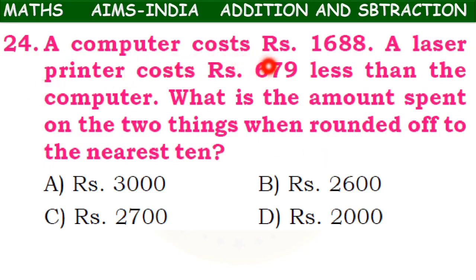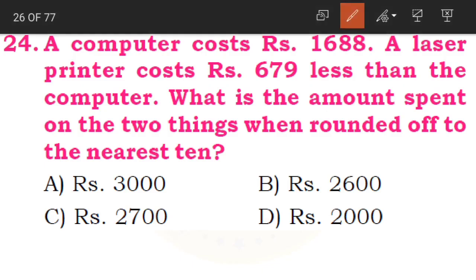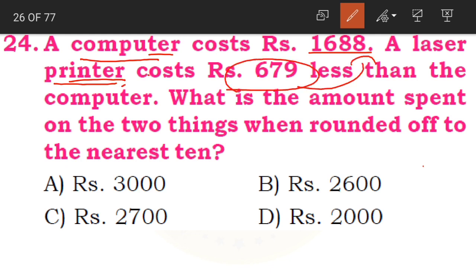A computer costs rupees 1688. A laser printer costs rupees 679 less than the computer. What is the amount spent on the two things when rounded off to the nearest 10? Now see, what are the two things here? Computer and a printer. We know the cost of a computer, but we do not know the exact cost of the printer. They are saying it is 679 less than the computer. So first let us find out the cost.